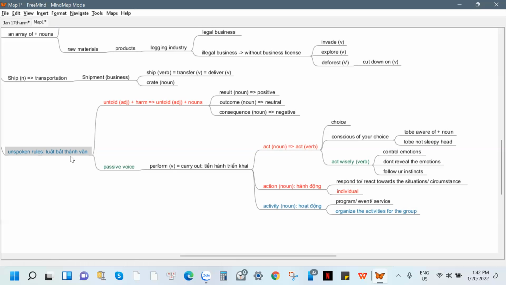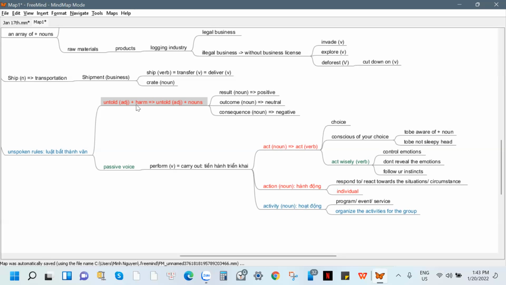For example, okay, let me give you an example first. Untold harm. First, when it comes to untold harm, we can understand that something which is very harmful cannot be expressed by words. Cannot be told within a community. People know the harm, but they don't speak of the harm because of some personal reasons.